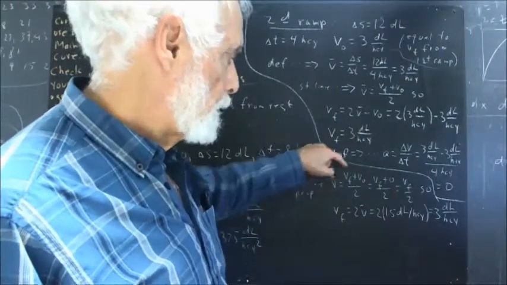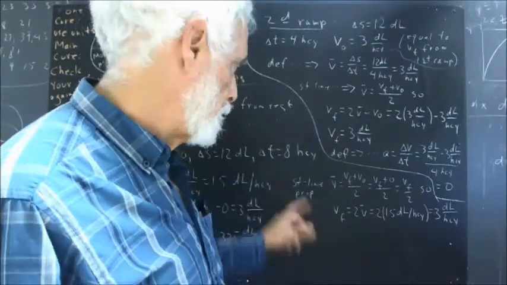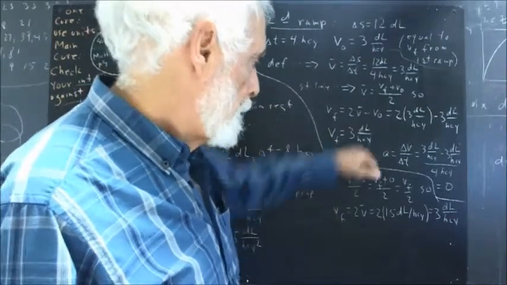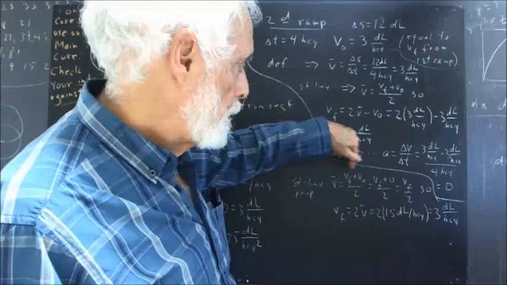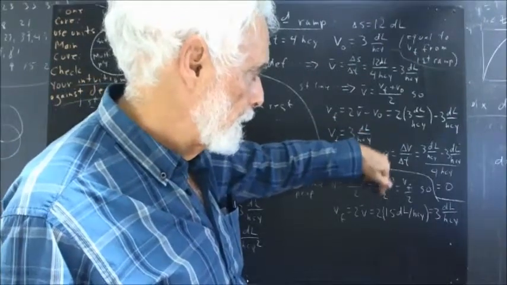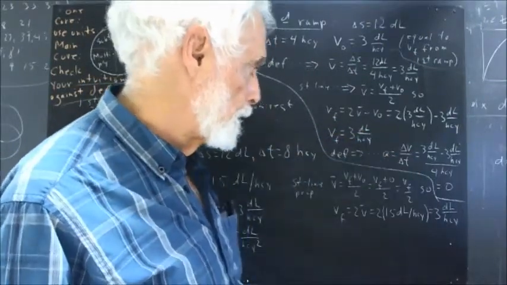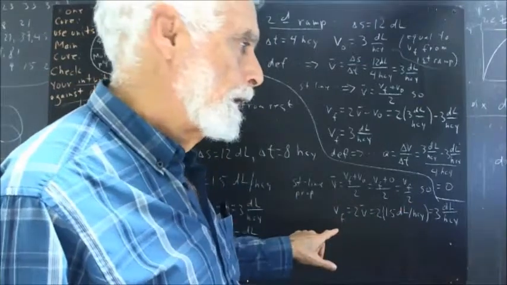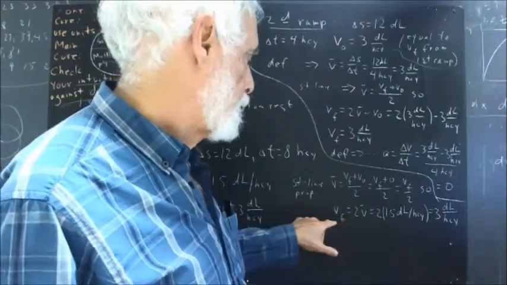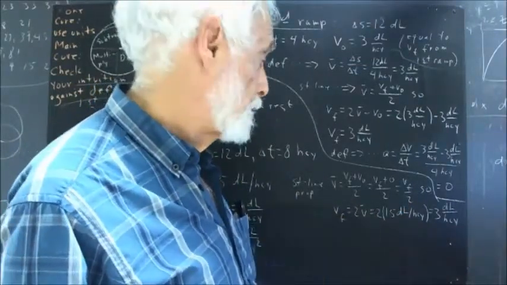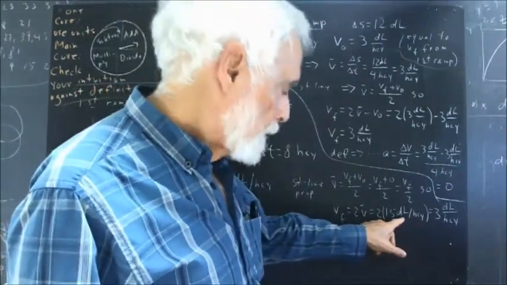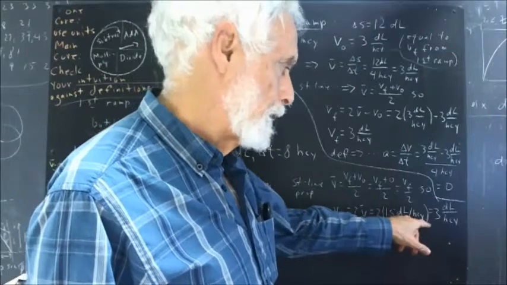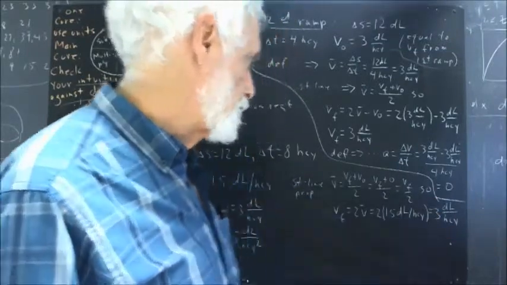Well, we know that average velocity is Vf plus V naught over 2 from the straight line property, and that the initial velocity is 0, so that the Vf plus V naught over 2 is Vf plus 0 over 2, which is just Vf over 2. That's equal to V bar, so that Vf is double the average velocity. That's going to be double 1.5 domino lengths per half cycle, or 3 domino lengths per half cycle.